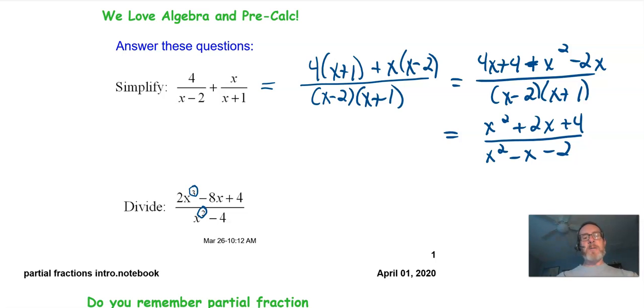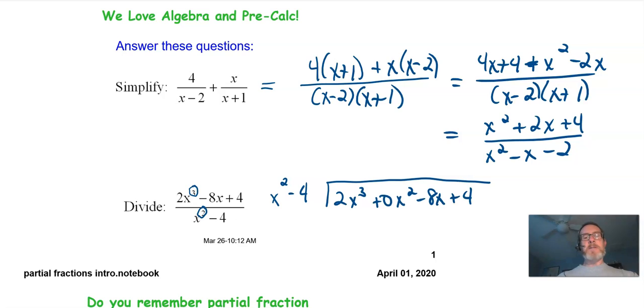So you may or may not remember this, but basically we take the bottom term and divide it into the top term. Now, you'll notice that I did put a 0x squared term in there. That's just to make sure that we have that as a placeholder. So in this case, I'll figure out how many times x squared will divide into 2x cubed. And then multiply that by 4x also.